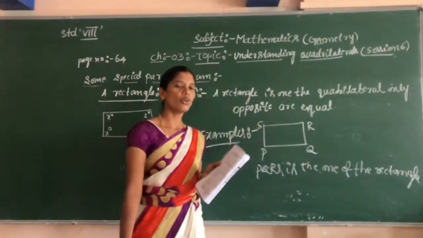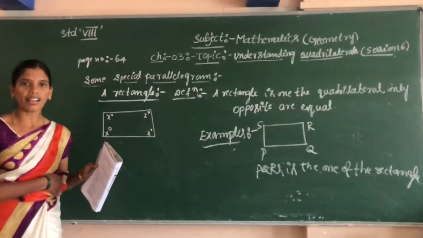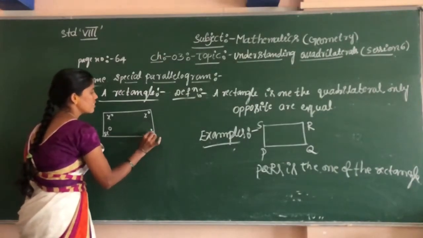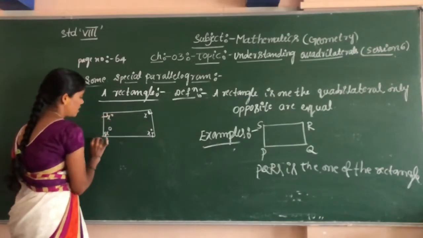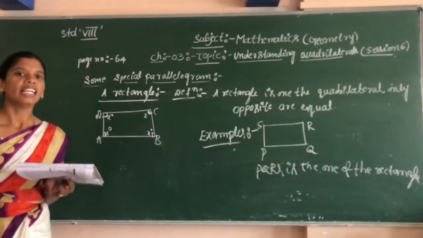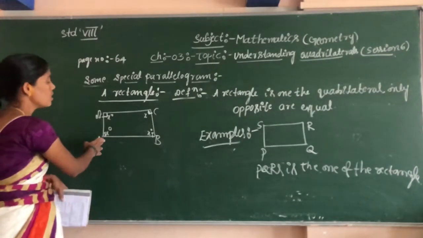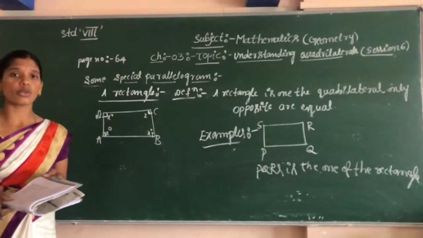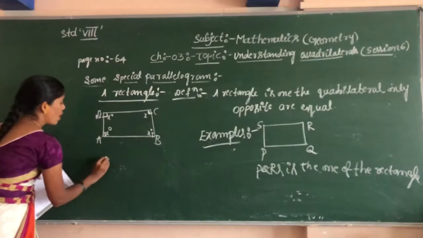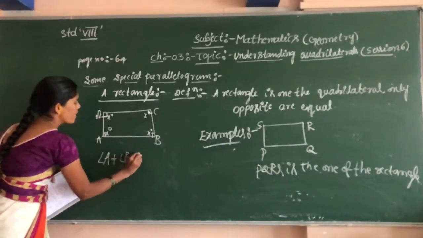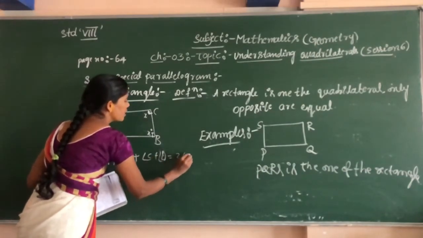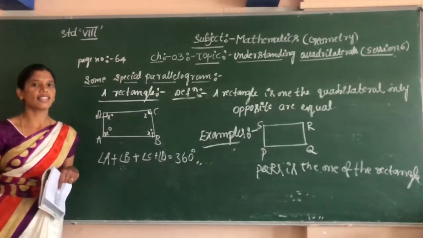Okay, children. So in each rectangle, every angle is represented by 90 degrees. This is 90. This is right angle 90. This is 90. This is 90. Why? Because this is a rectangle. The angle which measures 90 degrees is also called a right angle, no? Okay. You see how many angles are there? 4. Angle A plus angle B plus angle C plus angle D is equal to how many? The sum of the angles of a quadrilateral is 360 degrees.